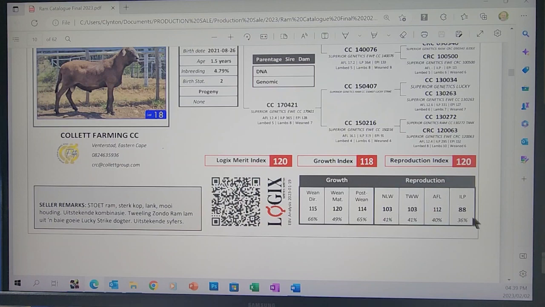Those figures there cannot be trusted. These you can just start looking at, but you cannot trust them. But these growth figures you can definitely start trusting in the young ram lambs as well. So there he is. So he's got good growth figures there.